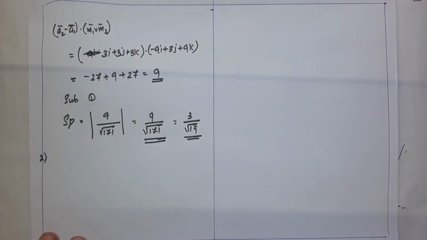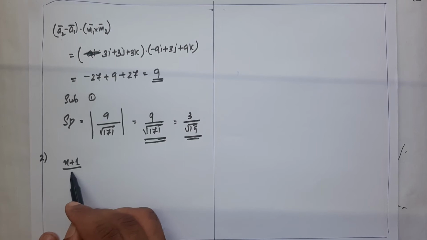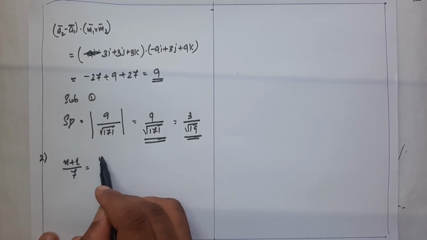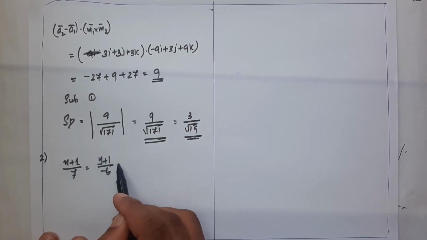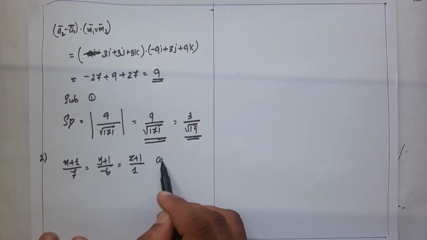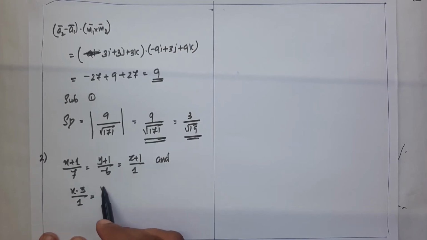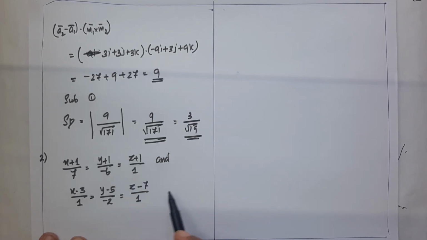Okay, we'll do one more question based on this formula. The next question is, find the shortest distance between x plus 1 divided by 7 equal to y plus 1 divided by minus 6 equal to z plus 1 divided by 1, and our second line is x minus 3 divided by 1 equal to y minus 5 divided by minus 2 equal to z minus 7 divided by 1.